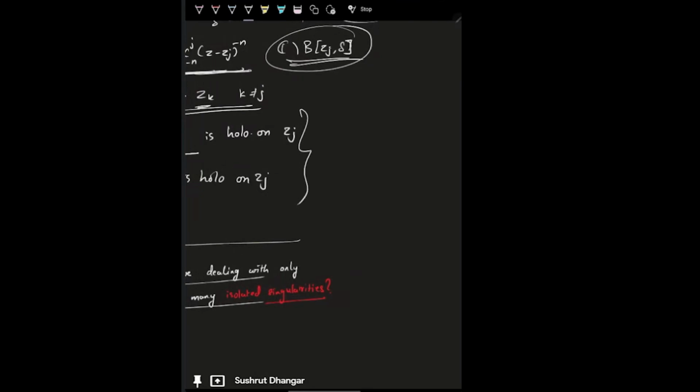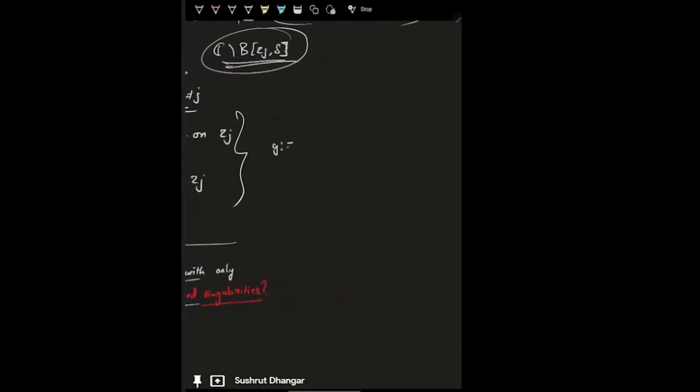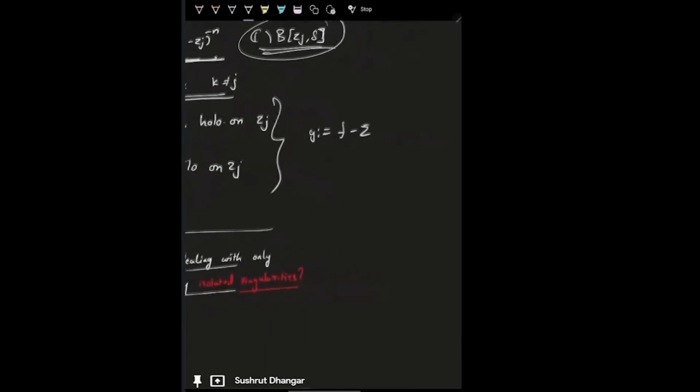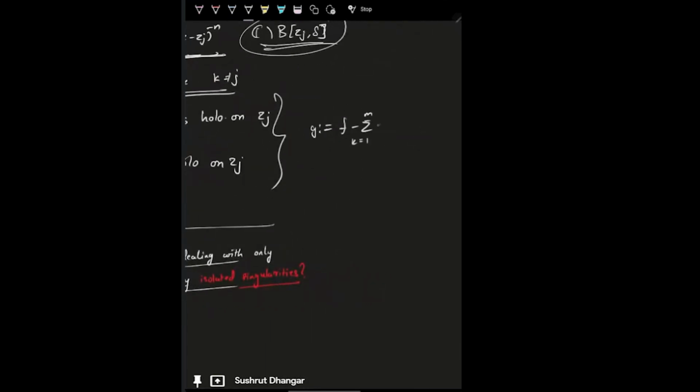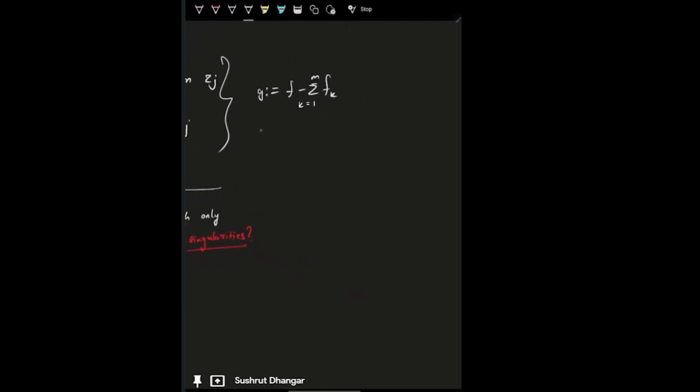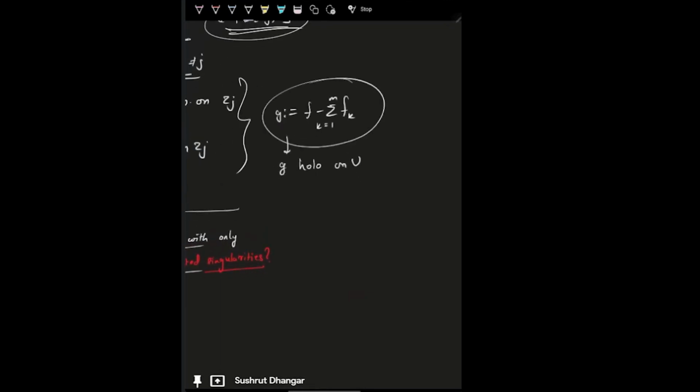And with the help of this, if I define g as f minus the summation over k equals 1 to m of fk, this is holomorphic at Zj for each j. Try to think over this once. And hence, we say that g is holomorphic on U. Now, what does that give us? U is star shaped, g is a holomorphic function, g is defined in such a fashion. Then, what do we have here?